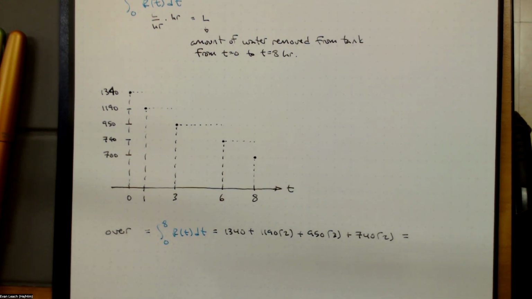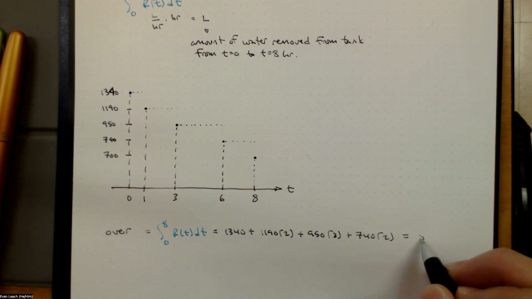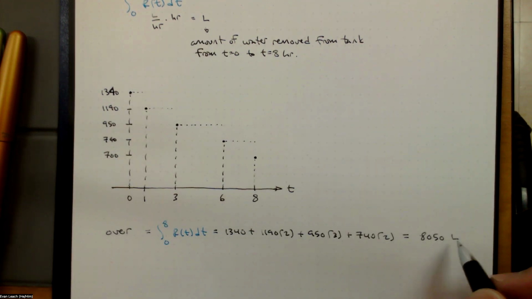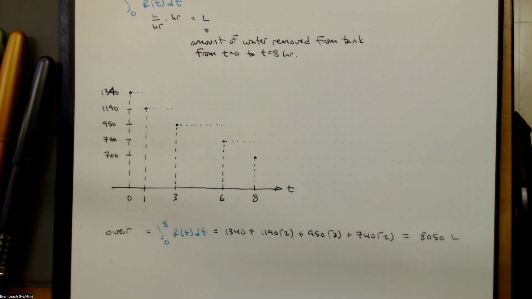And I actually wrote this down. This is going to be 8,050. And we know that this is in liters because we did our unit analysis. This is an overestimate of our integral from 0 to 8. I'm just taking the largest value that I know of on this interval and using it for the entire interval.